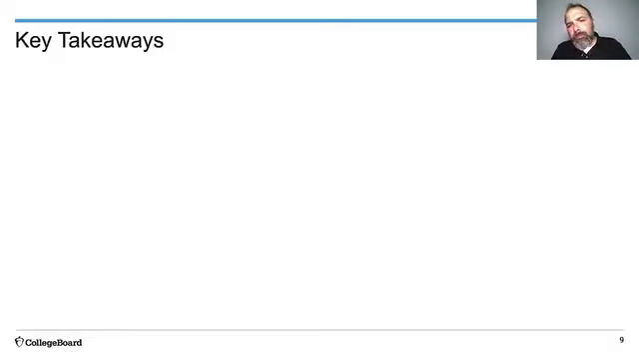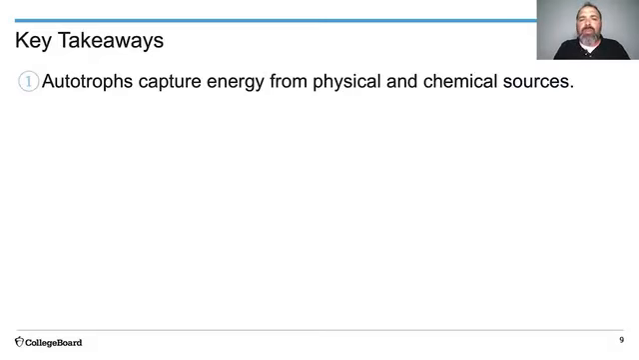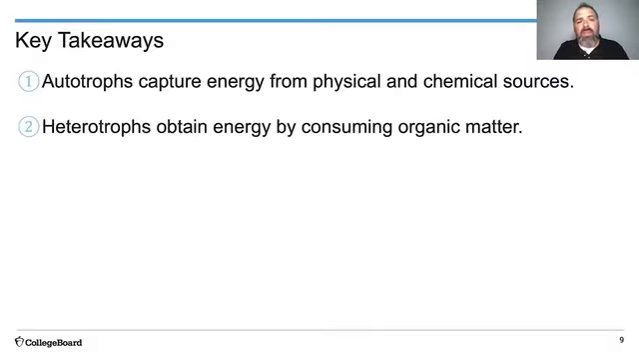So what should we take away? Key takeaways. One, autotrophs capture energy from physical and chemical sources, so photosynthesis, chemosynthesis. And two, heterotrophs obtain energy by consuming organic matter, as I showed in that previous picture.